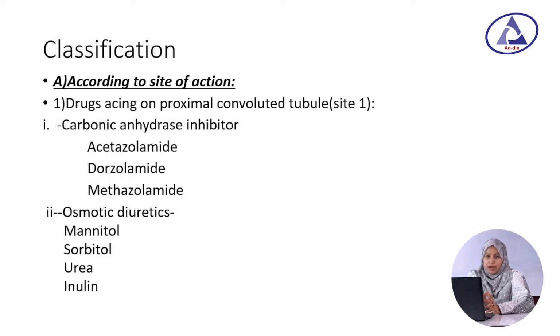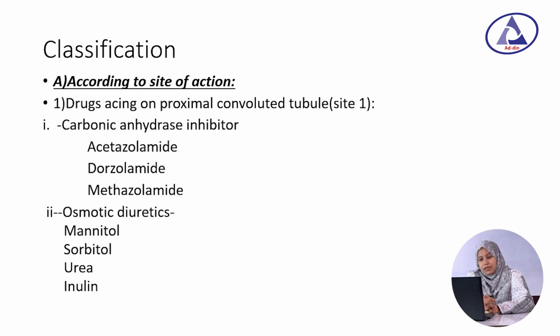You know that a nephron has different parts. One is the proximal convoluted tubule, another is the loop of Henle, another is the distal convoluted tubule, collecting tubule and collecting duct. These are spread in the medulla and cortex of the nephron. The drugs which act only in the proximal convoluted tubule, which is enclosed by the glomerulus, are site 1 type of nephron action. Number 1, carbonic anhydrase inhibitors. Number 2, osmotic diuretics. These two types of diuretics act in the proximal convoluted tubule.